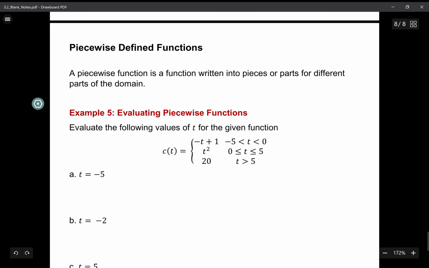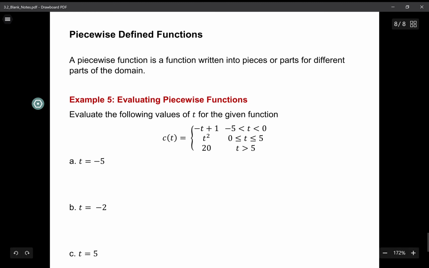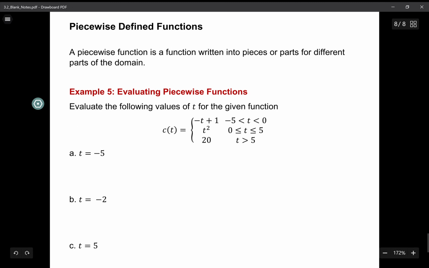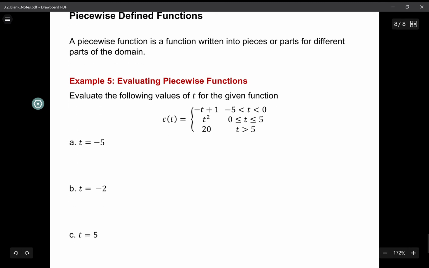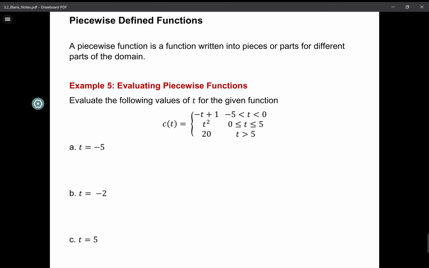All right, one more special type of function we're going to do right now, and that's a piecewise defined function. And this is a function that is just, like the name suggests, written in pieces for different parts of the domain. So you have 3 different ways to compute c of t. If your t value is between negative 5 and 0, you're going to use negative t plus 1. If your t value is between 0 and 5 inclusive, you're going to use t squared. And if t is greater than 5, you're going to use 20.